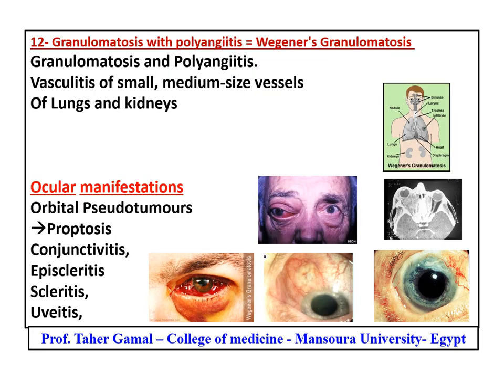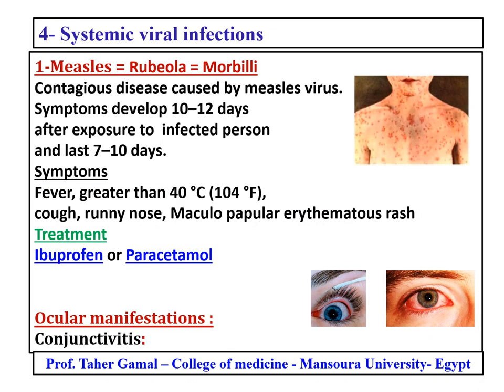The 12th type of these collagen diseases is granulomatosis with polyangiitis, also called Wegener's granulomatosis. Granulomatosis with polyangiitis is vasculitis of small and medium-sized vessels of the lungs and the kidneys. Its ocular manifestation is orbital pseudotumor leading to proptosis, conjunctivitis, episcleritis, scleritis, and uveitis.